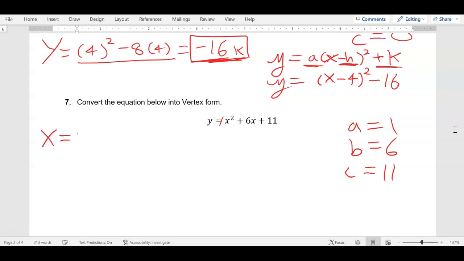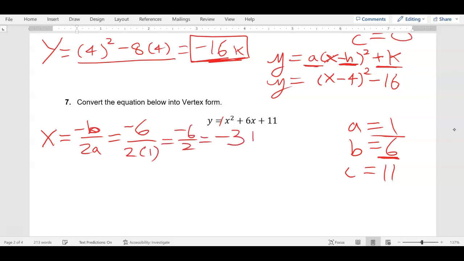X equals negative B over 2A. So negative B, what's the opposite of this B value? Positive 6 becomes a negative 6 over 2 times A, 2 times 1. So negative 6 over 2 is negative 3. That's my H.